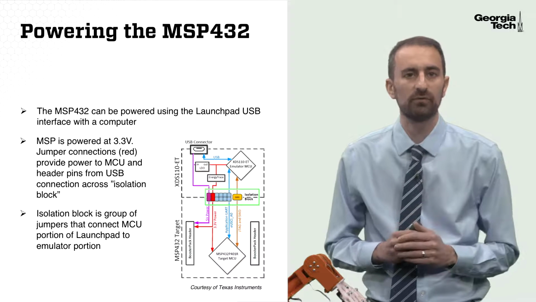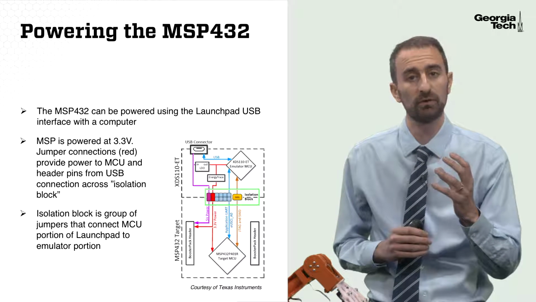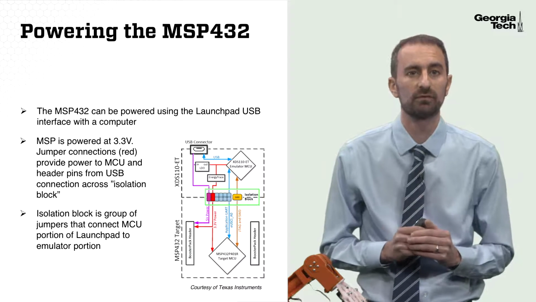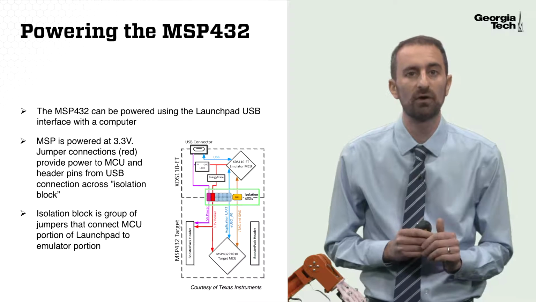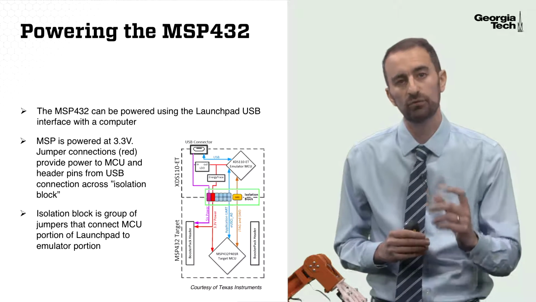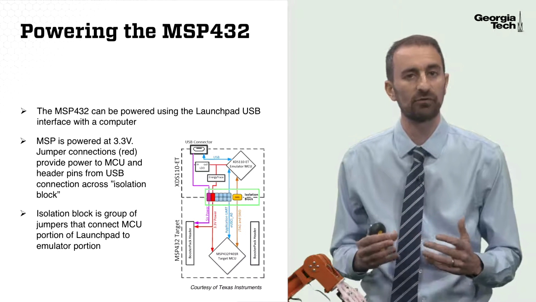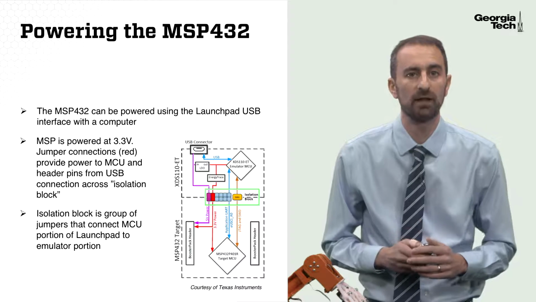The red jumpers are what connect power from the onboard emulator, or the computer, to the microcontroller. So when those red jumpers are installed, the microcontroller can be powered directly from the computer. When those jumpers are removed, the microcontroller needs to be powered externally, for instance from a battery or a power supply.